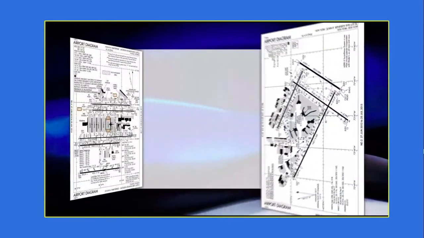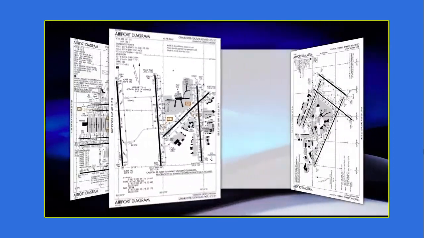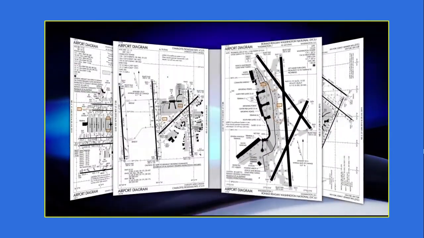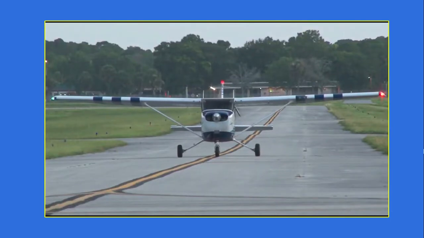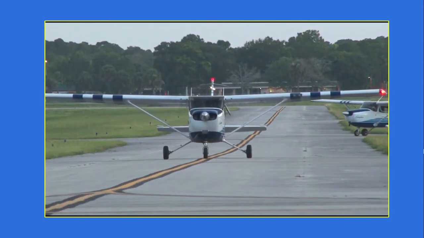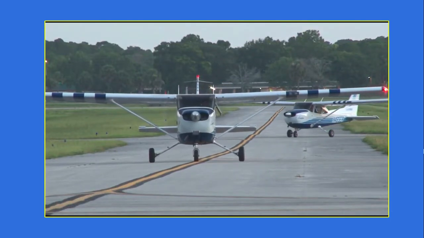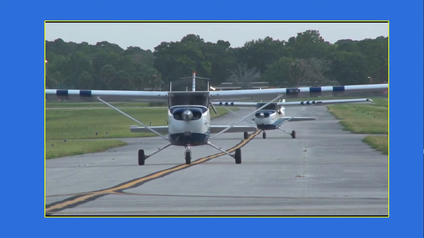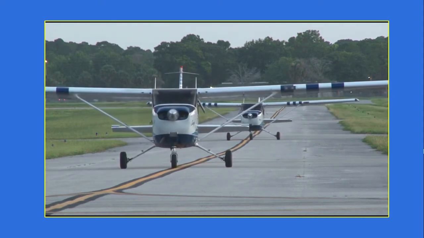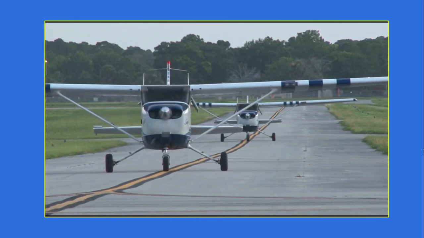For larger airports, the FAA publishes an airport diagram that illustrates all runways, taxiways, ramp areas, and other features. Although airports are different in size and layout, airport markings and procedures have been standardized for safety and efficiency of operations so that everyone can comfortably and safely navigate on the ground.